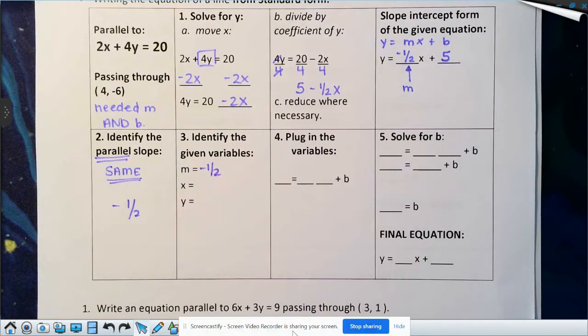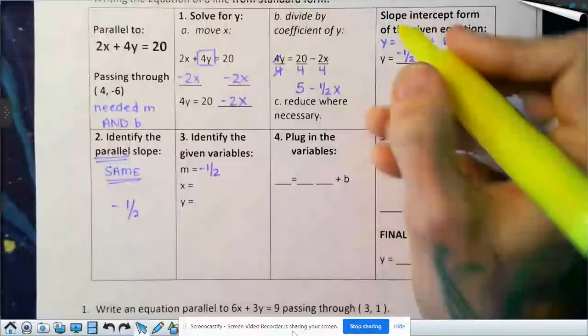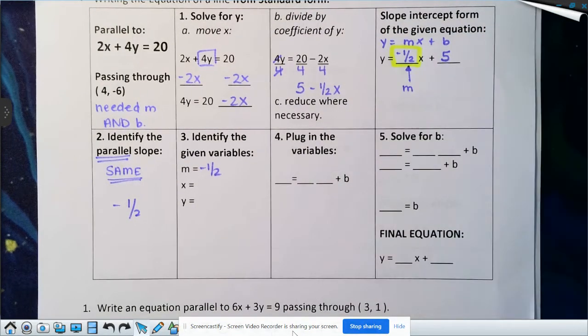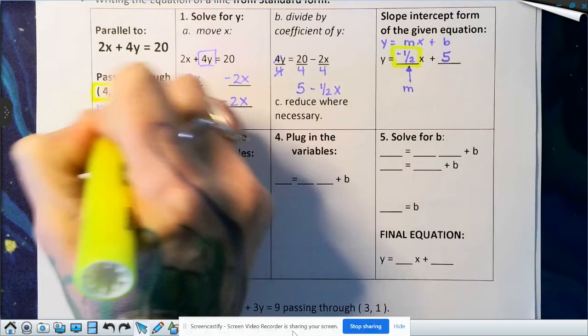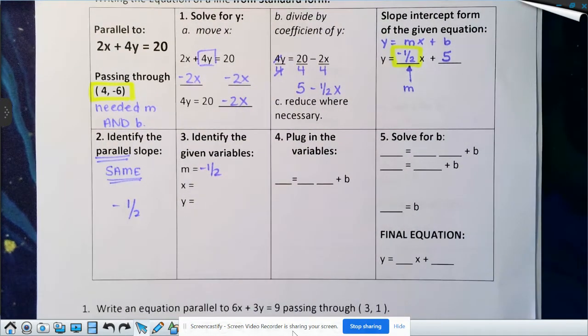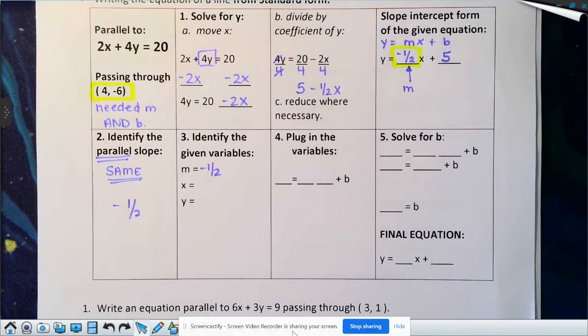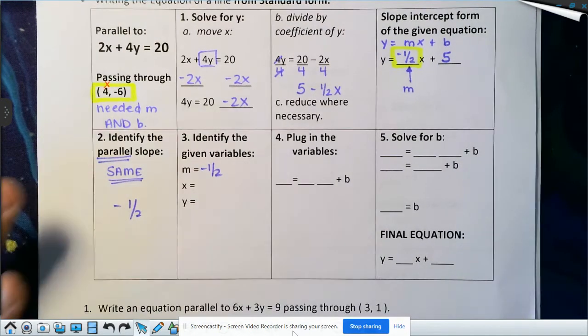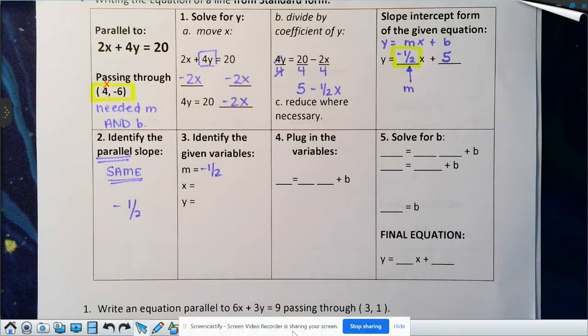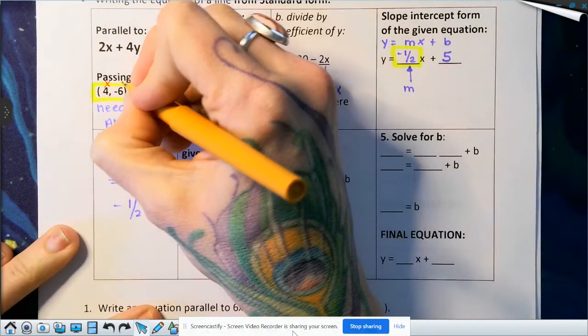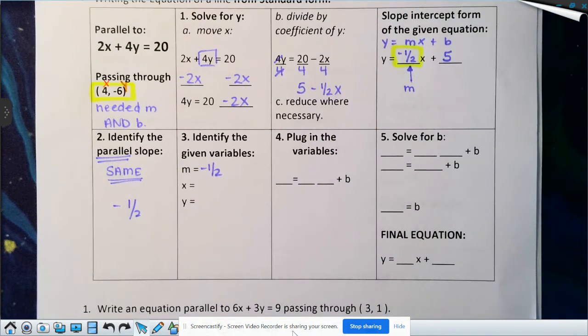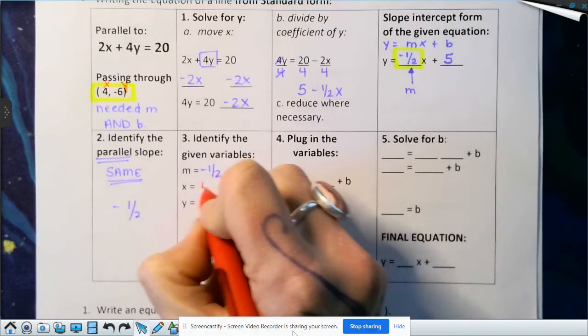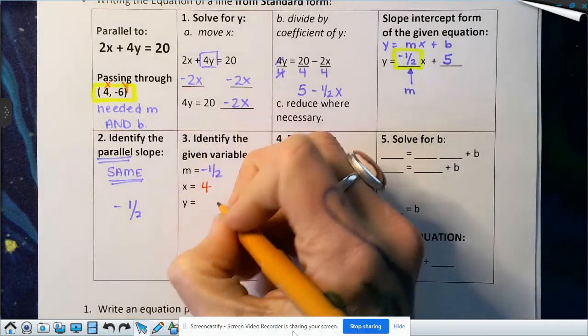So what I like to do is, if I'm writing, especially in pencil or all in one color, I like to have a highlighter around or something colorful, so I know I can hold on to my slope up here, and then I know I'm going to use this point because we want it to be parallel to 2x plus 4y equals 20, but passing through 4 and negative 6. And that 4 and negative 6, we have 4 as your x value, and that negative 6 is going to be your y value. So our x, again, is going to be 4, and our y is going to be negative 6.